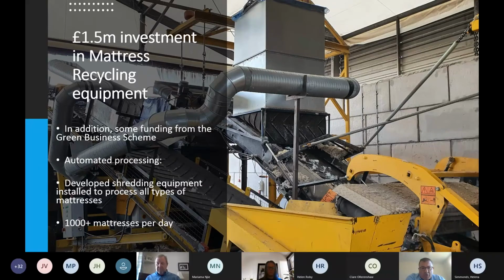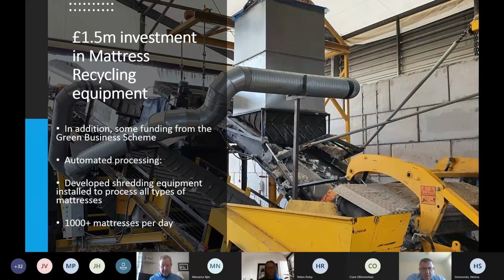And those mattresses are coming in from retail, local authorities, hotel chains, factories. We take pretty much everything, from your lowest grade mattresses to ones that have come from factories which have maybe been rejected or bent or something like that, or unsafe. So we really do have a mishmash of mattresses coming in every day.